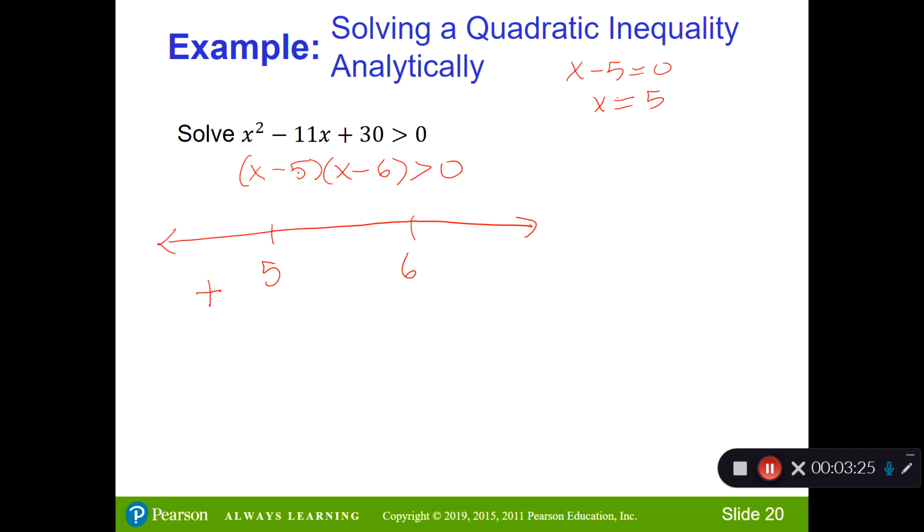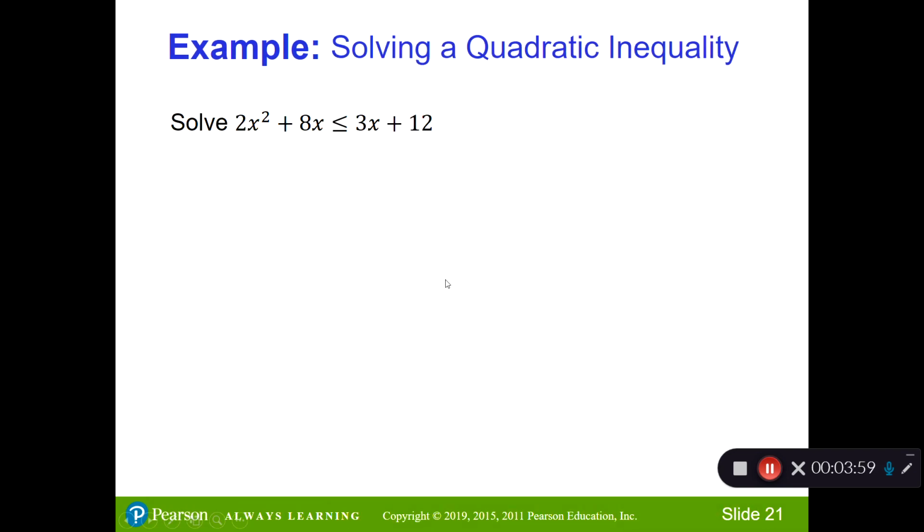5.5 minus 5 is positive. 5.5 minus 6 is negative. A positive times a negative is negative. And then bigger than 6, I'll pick 7. 7 minus 5 is positive. 7 minus 6 is positive. A positive times a positive is positive. So I'm positive here, and I want this to be bigger than 0. That would be positive. So my solution set would be negative infinity to 5, union 6 to infinity, where the positive signs are.